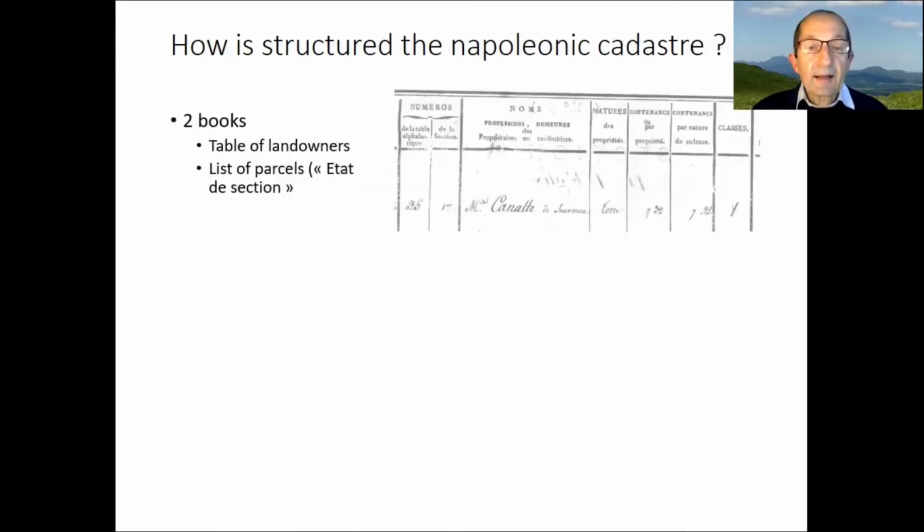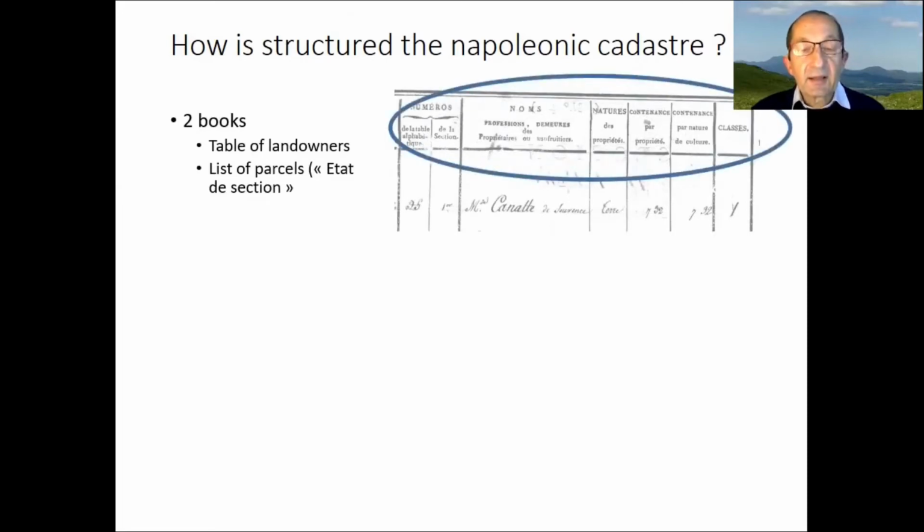The Napoleonic cadastre has two books. One is a table of landowners, and another one is a list of parcels. And as you see here, there is a lot of interesting information. First, you have a number for each parcel. You have the name, the residence, and the job of each landowner. You have the type of land use, you have the area, and you have also a class that represents the value of this type of cultivation.